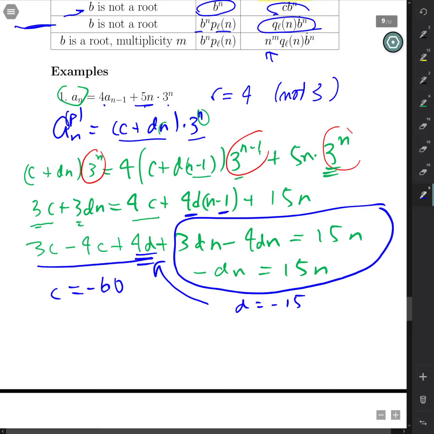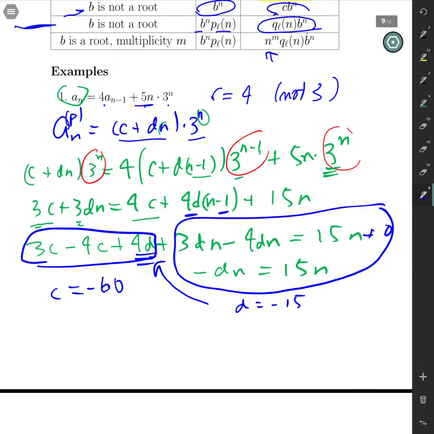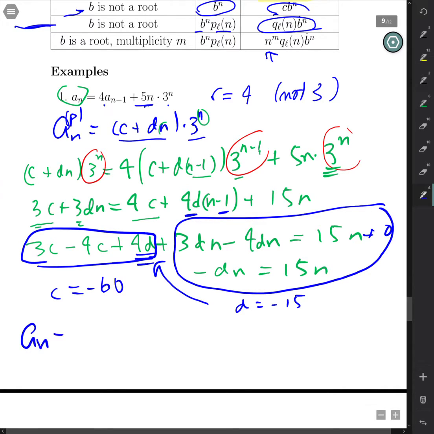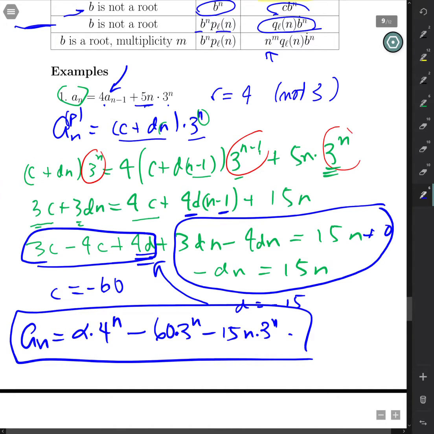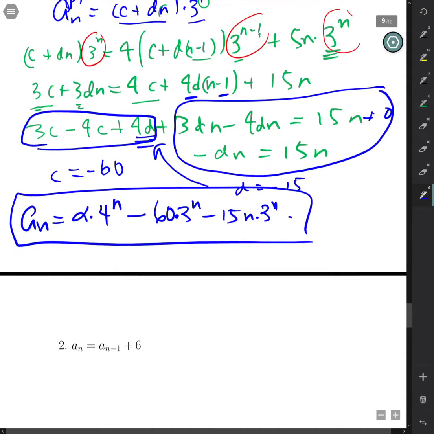Right, because this has to be, what does that have to be equal to? Well, that has to be equal to 0, because there's no visible constant part over there, right? The constant part's 0. Okay, so that would tell us that the solution is an is equal to, the homogeneous is alpha times 4 to the n, because of the 4 up here, plus minus 60 times 3 to the n, minus 15 times n times 3 to the n, like so. So I guess I did it all just to show that. Maybe that's good to see one done like that.